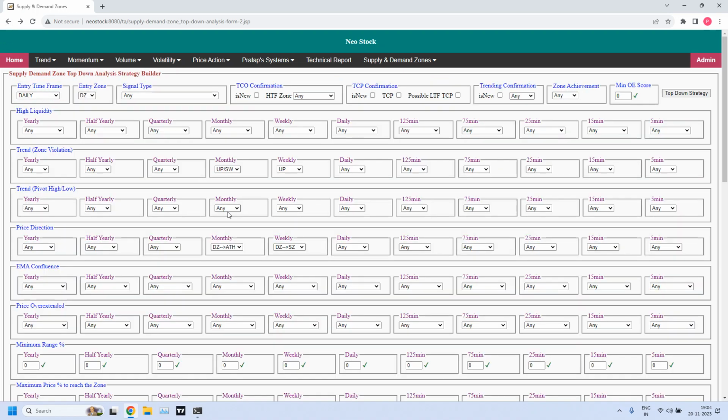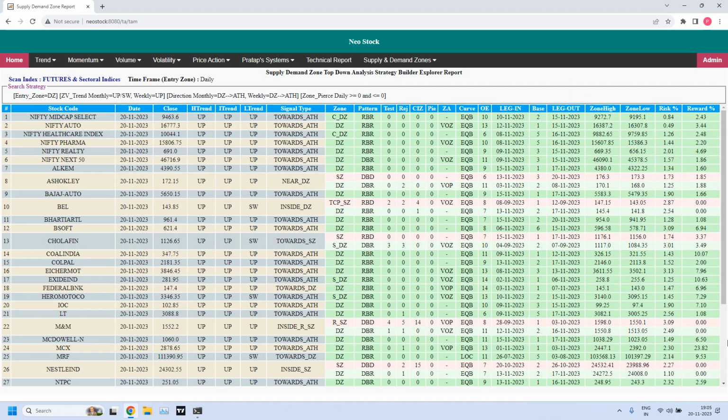So this time the condition is, which condition? Price direction. The monthly price direction is anyhow demand zone to all-time high, but this time the weekly stocks have only all-time high demand zones. So that's why demand zone to all-time high. For this condition, let us generate. So there are a good number of zones.